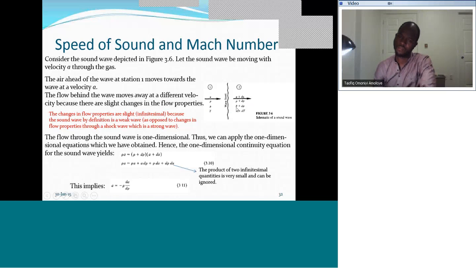I've already mentioned that the flow through the sound wave is one-dimensional, so we can just use the one-dimensional flow equations for the sound wave. That means we can draw a control volume around the sound wave and use the continuity equation and then the momentum equation. From the continuity equation, we note that rho 1 u1 is equal to rho 2 u2. The speed in the x direction is A, so we have rho A equals the density at position 2, rho plus d rho, times the speed there, A plus dA.